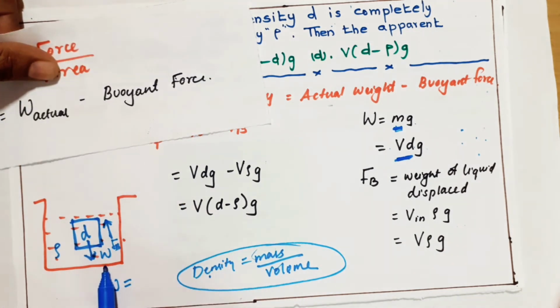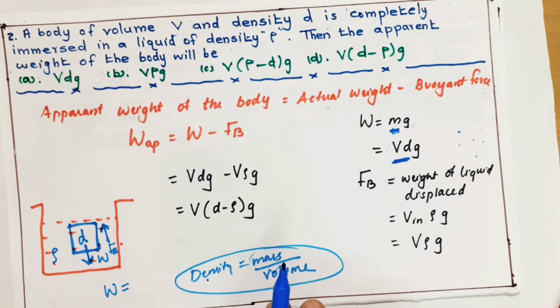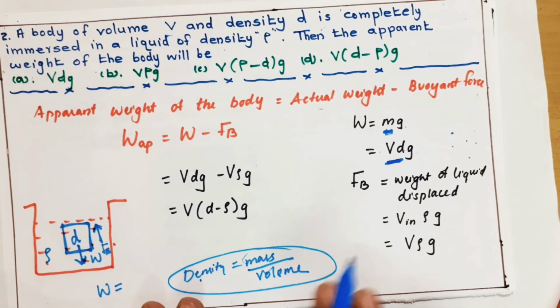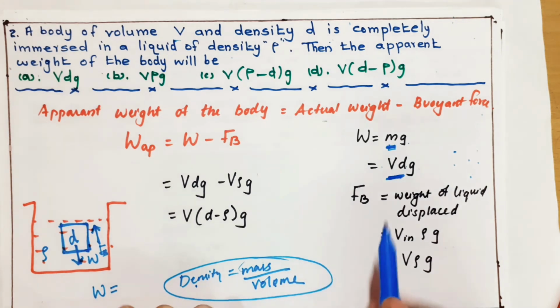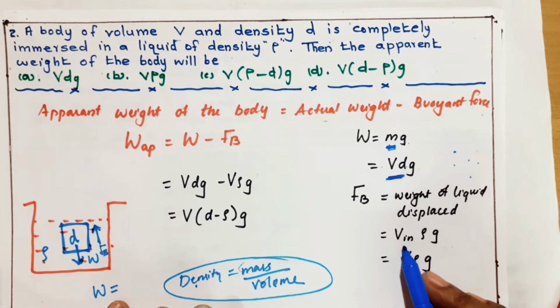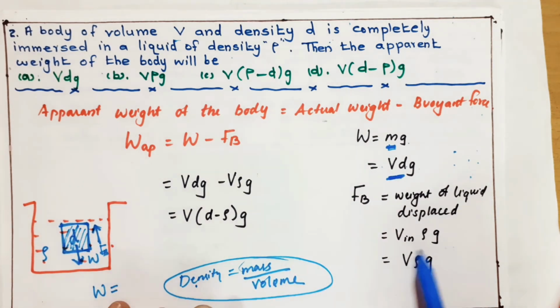I told you here buoyant force is due to liquid. So it's very simple. You just think of it like a liquid. We can write FB equals weight of the liquid displaced, or volume immersed into rho into G, or V rho G, because here the total volume of the body is inside the liquid. So instead of V in, I wrote it as V.